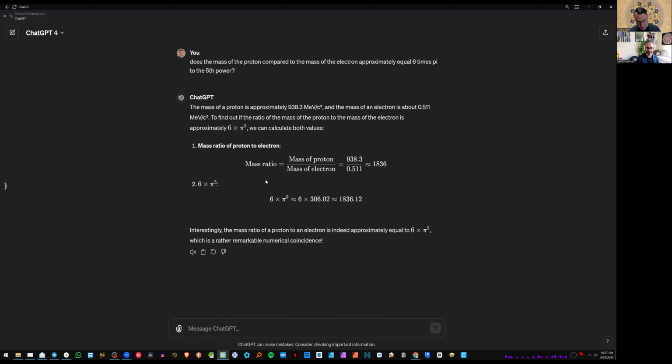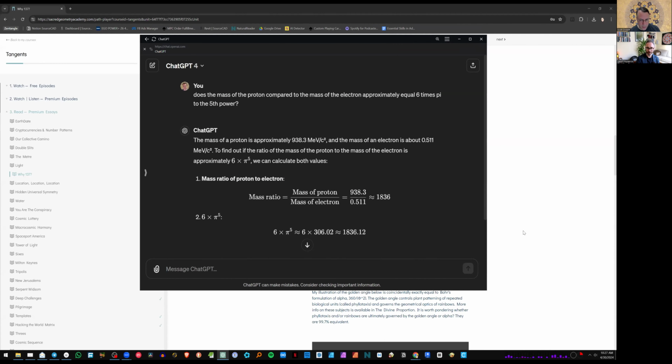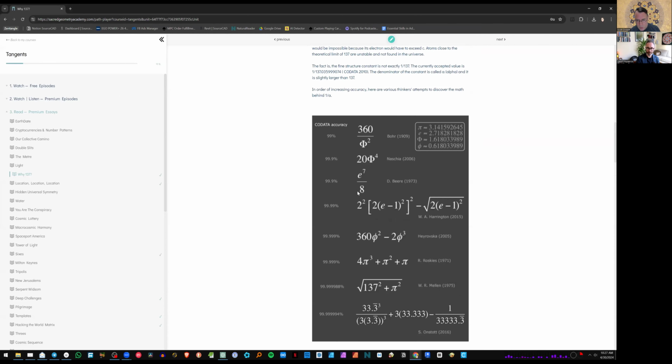Or is there some deeper ordering going on there? And there is no conclusion. It's just like, that's interesting. How is that? Why is that? Yeah. And I remember another thing I found when I was analyzing the fine structure constant. This is in my tangents course. And this article is called Why 137.